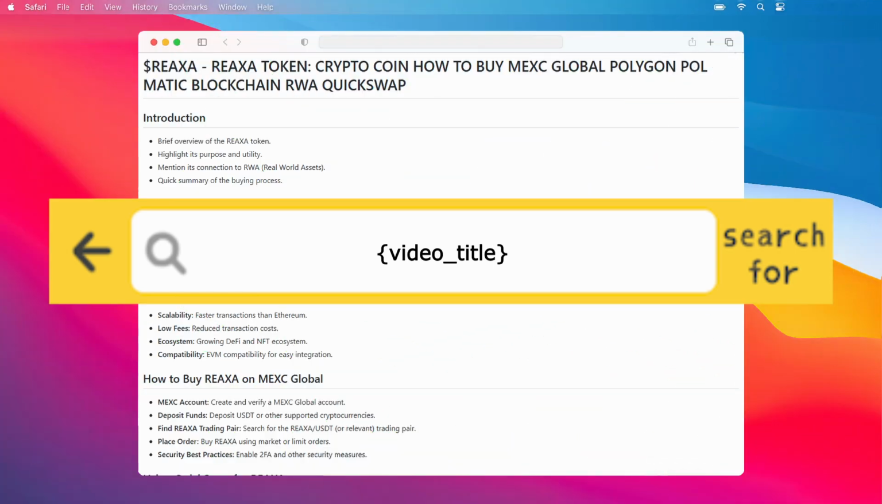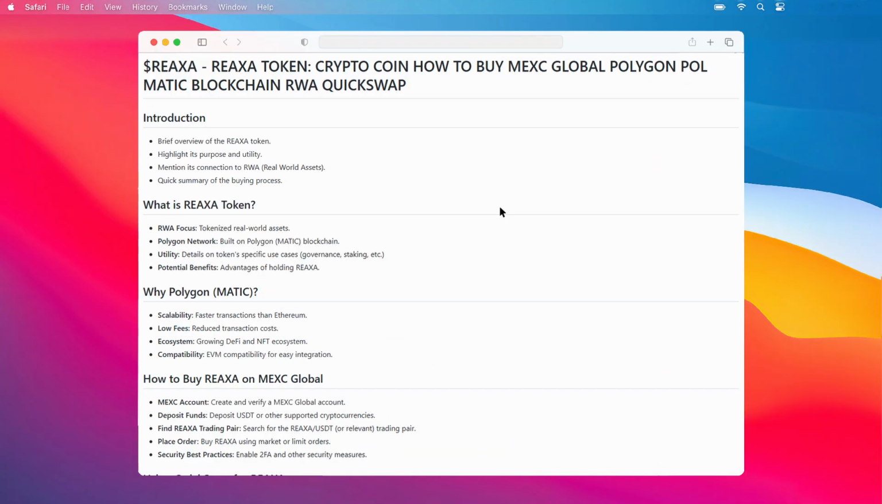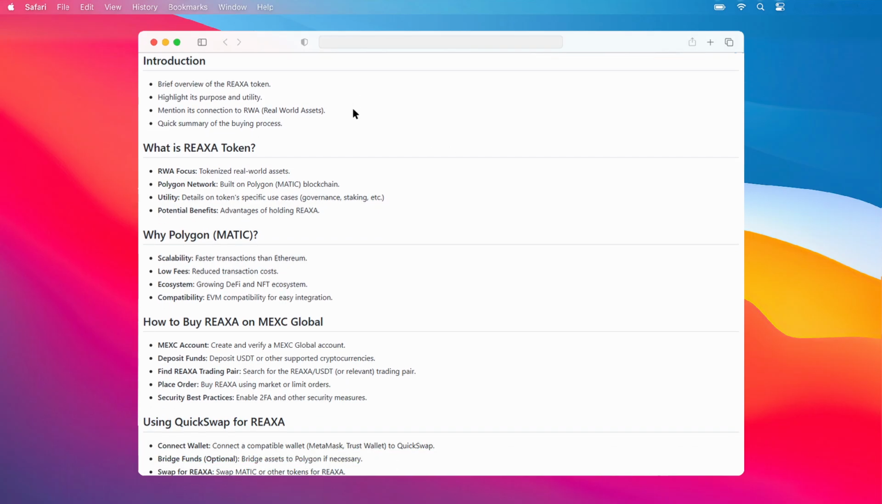Welcome back to Helper. Today we're exploring Reaxa, a crypto coin focused on real-world assets that you can buy on MEXC Global or using QuickSwap, all on the Polygon blockchain. We'll start with a brief overview of the Reaxa token, highlighting its purpose, utility, and connection to RWA, and provide a quick summary of how to acquire it.